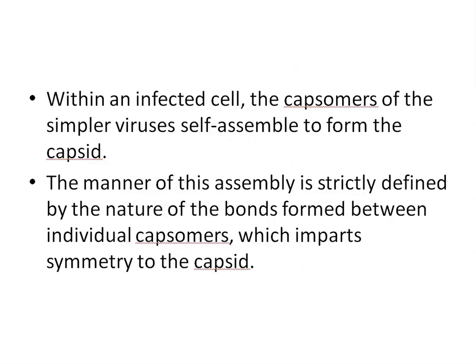Within an infected cell, the capsomers of the simpler viruses self-assemble to form the capsid. The manner of their assembly, meaning how the capsomers are assembled, is strictly defined by the nature of bonds formed between individual capsomers. This nature of the bonds formed between the capsomers imparts symmetry to the capsid.